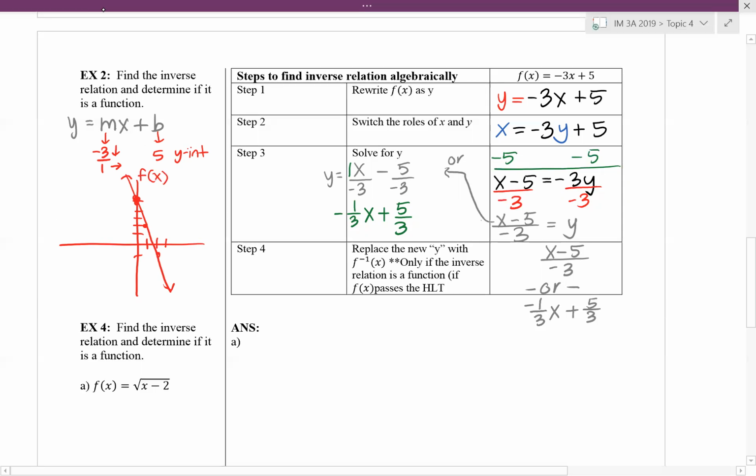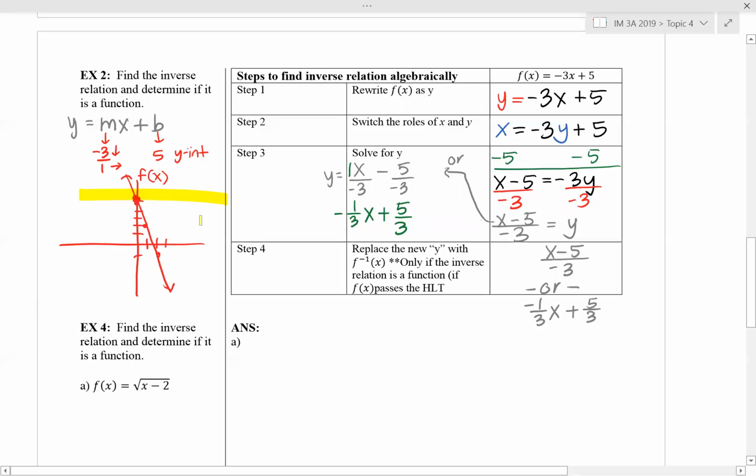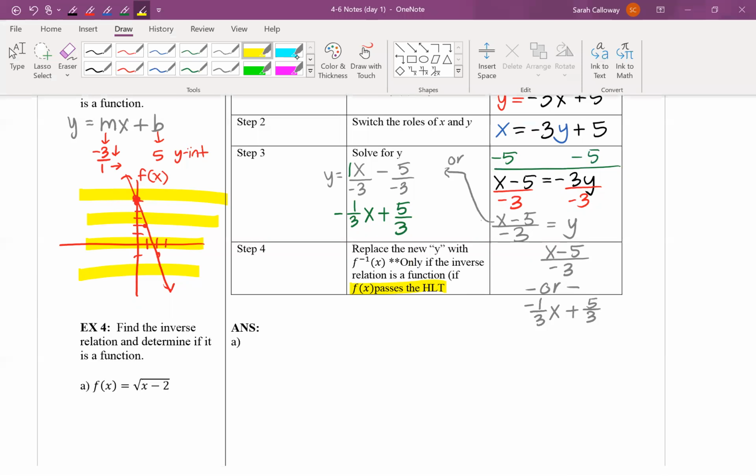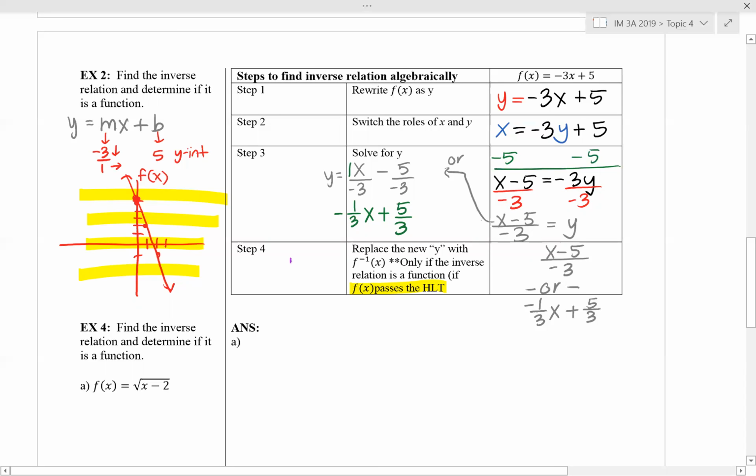So what I want to identify is if I were to draw horizontal lines, would there be any horizontal line that would cross that graph more than once? And the good news is that this one does pass. So since the graph of the original equation passes the horizontal line test, we are going to do this step. We're going to write this, instead of y equals, as f inverse of x equals. Okay, so our answers are here, and this is a function.